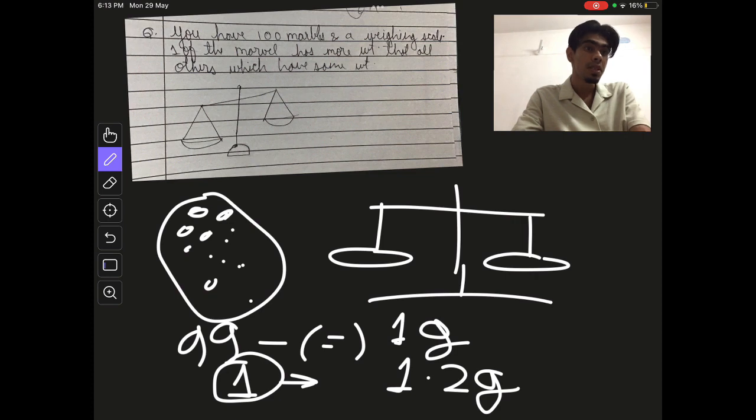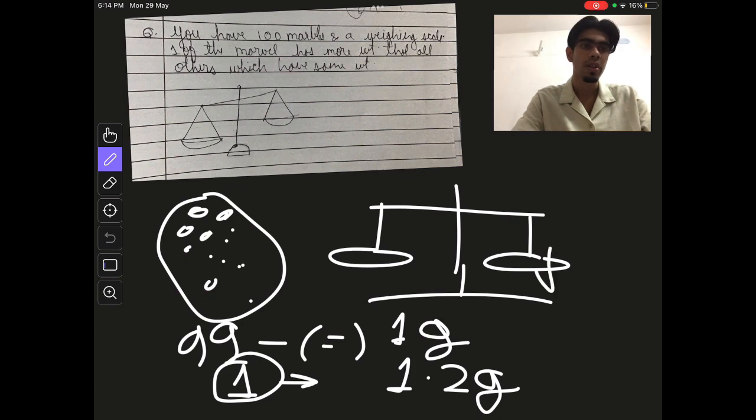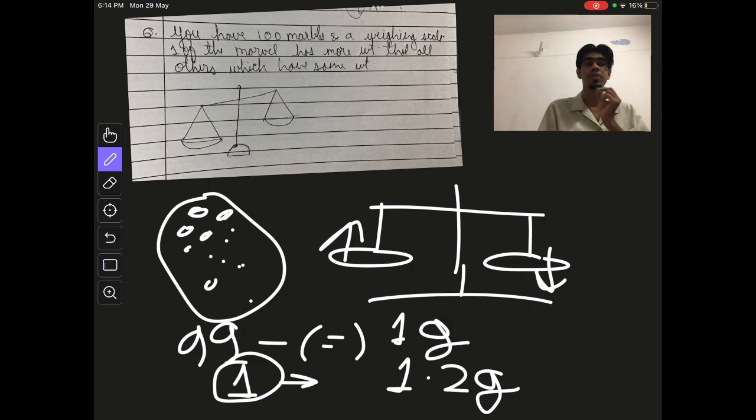Now this weighing machine would just tell us which side is heavy and which is less heavy. It won't tell us the reading, it won't tell us what particular amount it is reading. So either one of these would go down and one of these would go up. Using this we have to figure out which marble is the odd one out.